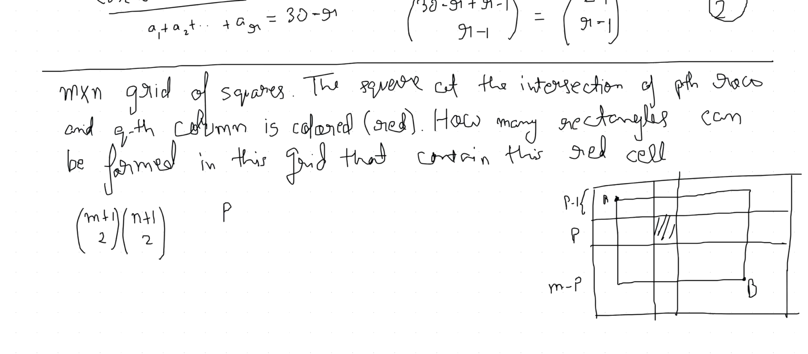So this is Q minus 1. No, yes. Okay, Q minus 1. And this is, right, the other side is n minus Q.